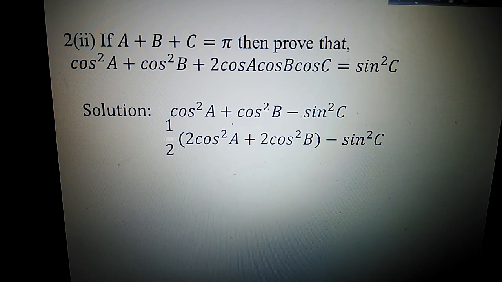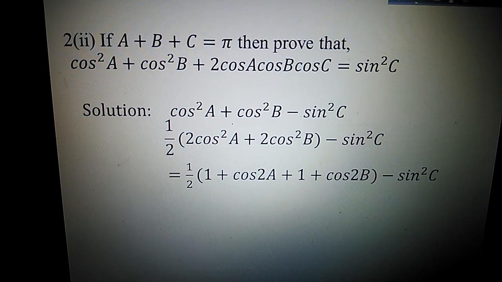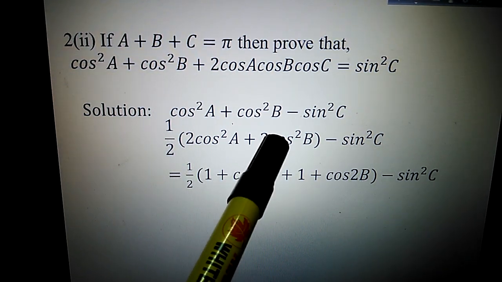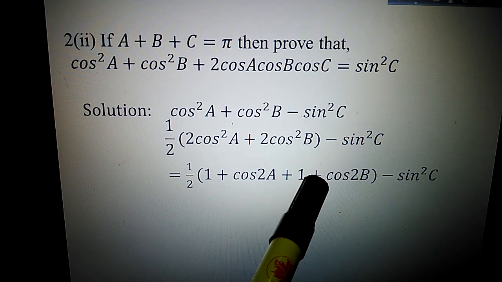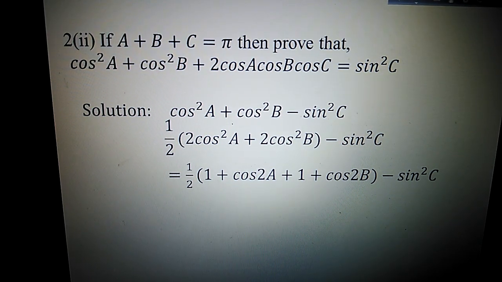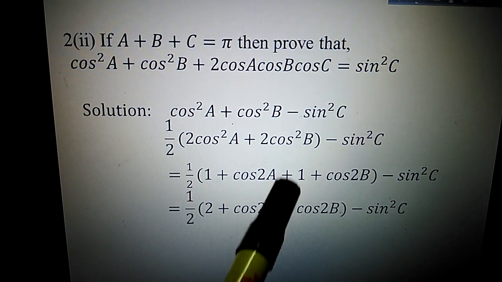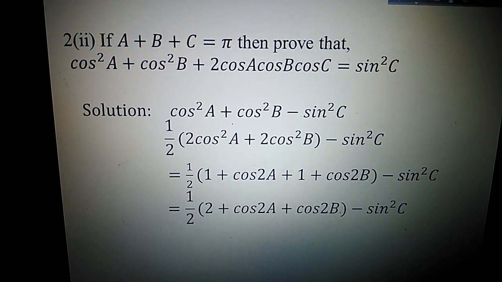Commonly we get the reverse one. 1 plus cos 2a is equal to 2 cos square a, and 2 cos square a equals 1 plus cos 2a. So similarly 2 cos square a turns to 1 plus cos 2a, and 2 cos square b turns to 1 plus cos 2b. Okay, next one, this 1 and 1, after summation it becomes 2.